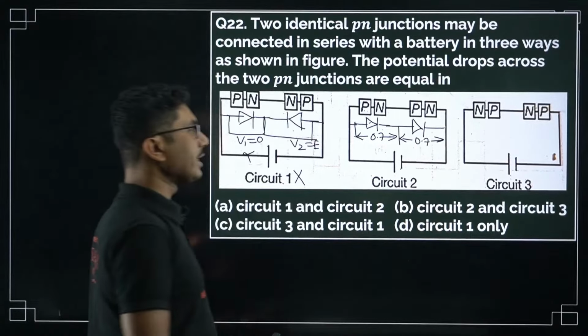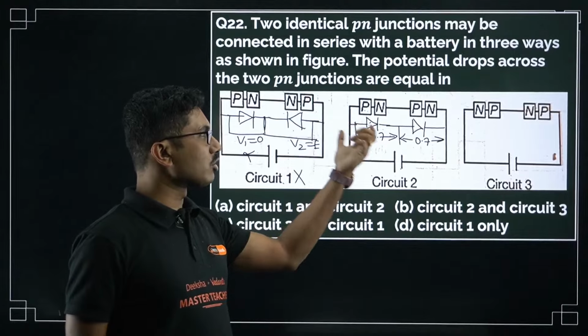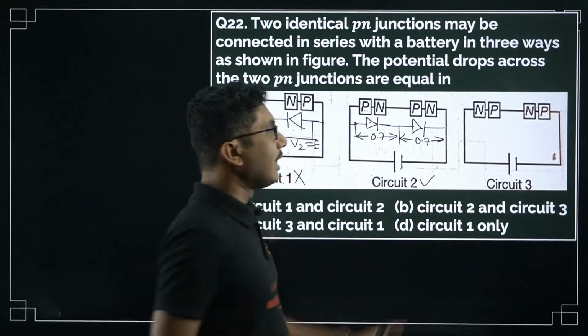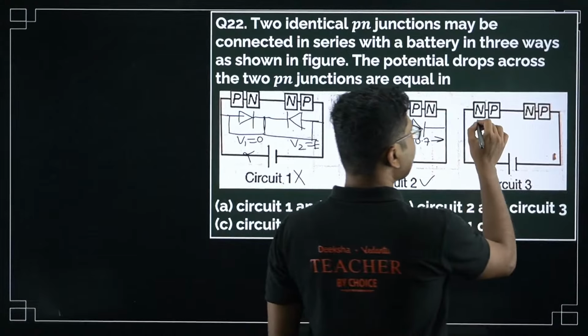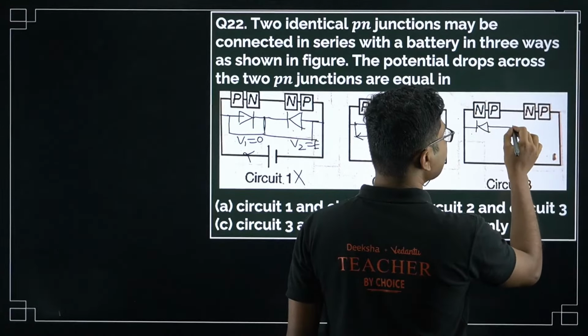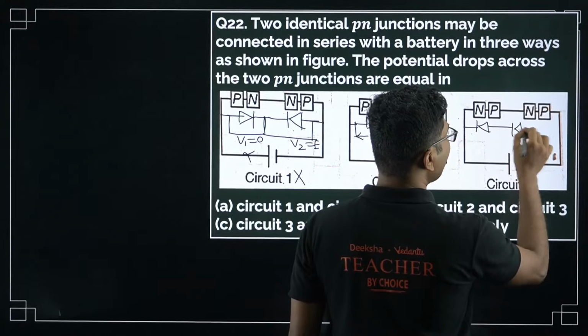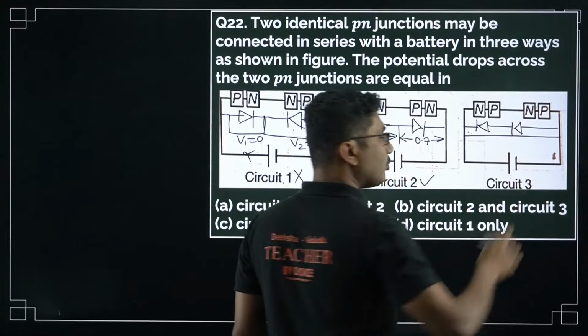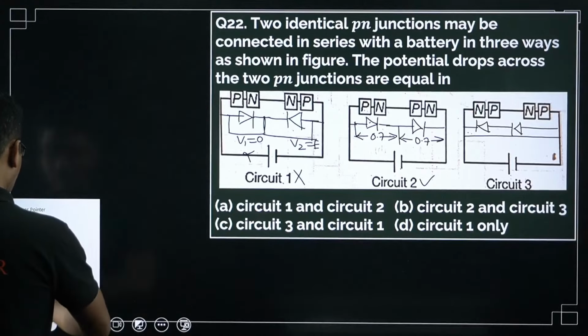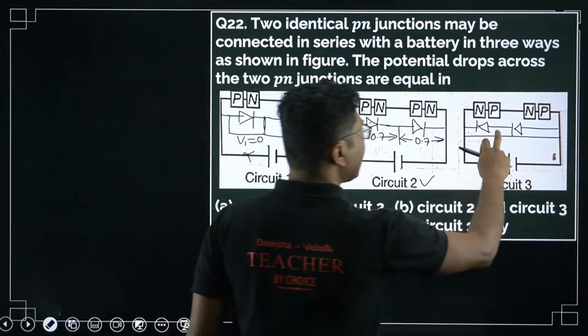So the cut-in voltage, in this case the voltage across both the diodes is the same. So this is the circuit we are looking for. Let's check the third circuit. In this case we have NP, so both diodes are reverse biased. Reverse bias means both diodes are identical, so basically you can consider them to be very high resistance, equal, very high resistance.